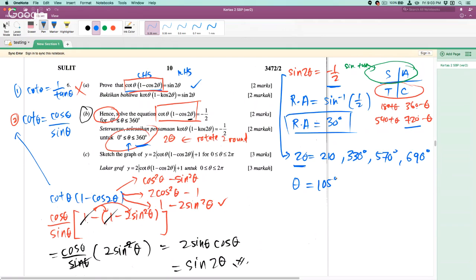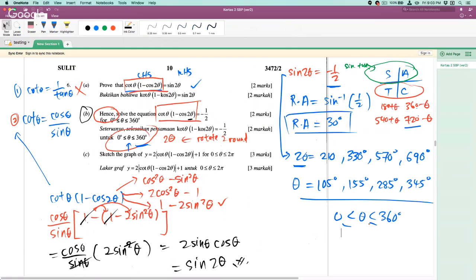This one you get 105. This one you get 155. This one you will get 285. And this one you will get 345. And then you find the final answers are all between 0 and 360.